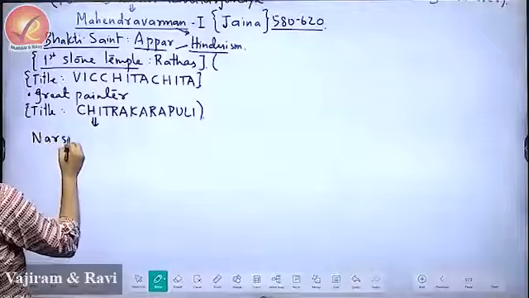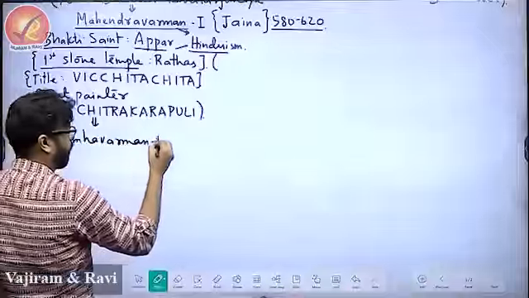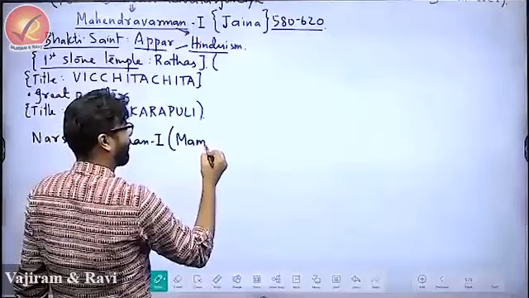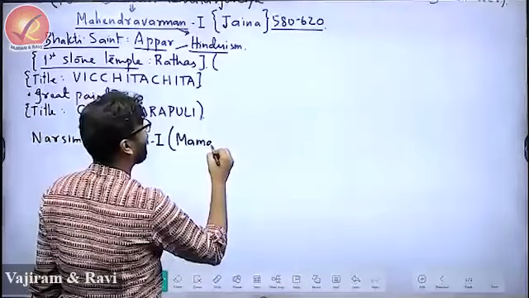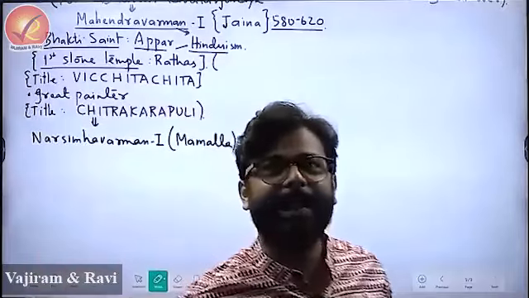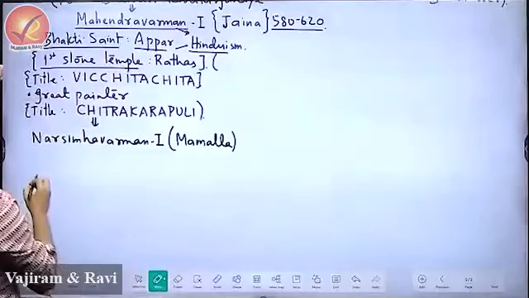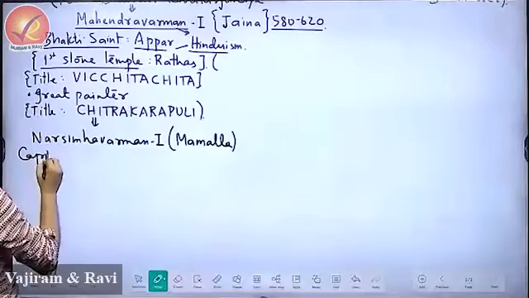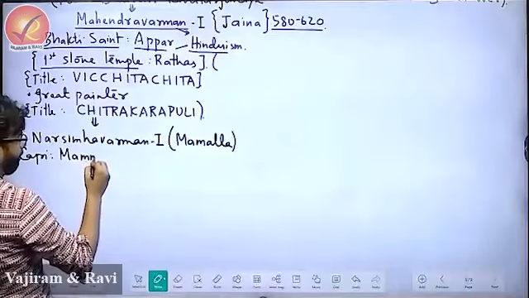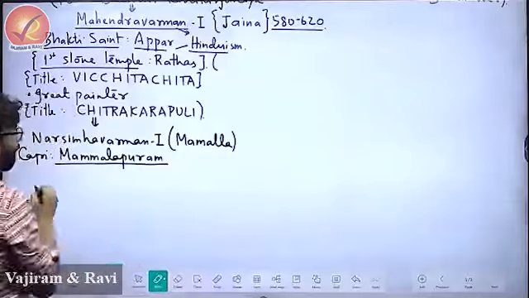Narasimhavarman. Narasimhavarman was a bit plump when he was a child. So mother called him fondly Mamala. So what he did, he saw his father making these rathas at a beautiful place. So he shifted here and made this place his capital city. Now it is called Mamalapuram, named after him, which today is called Mahabalipuram.